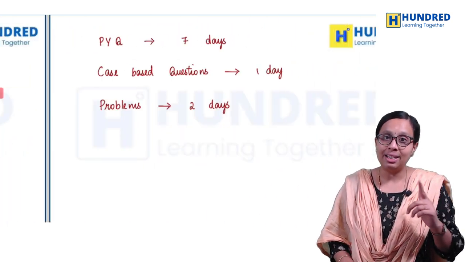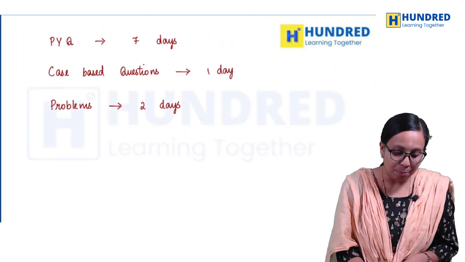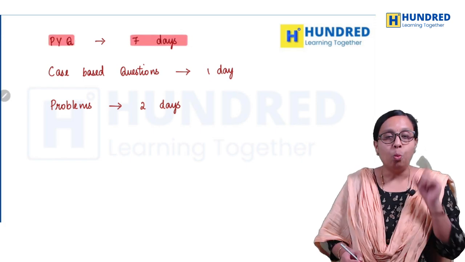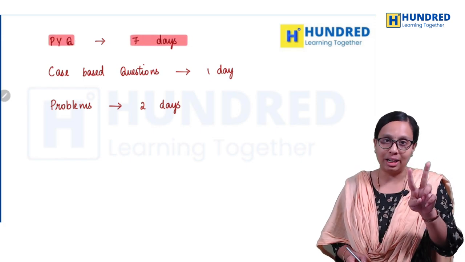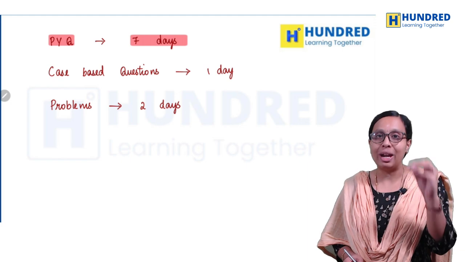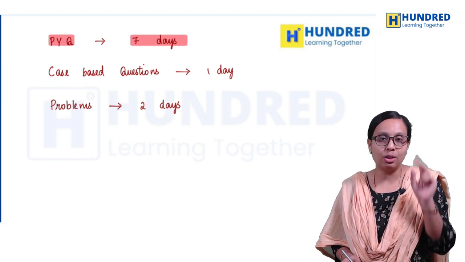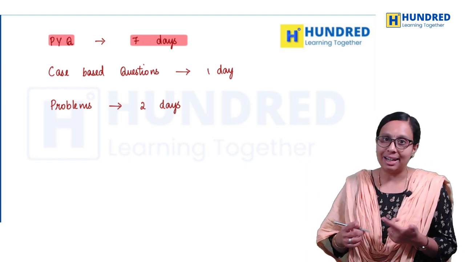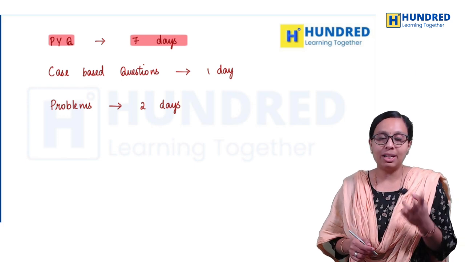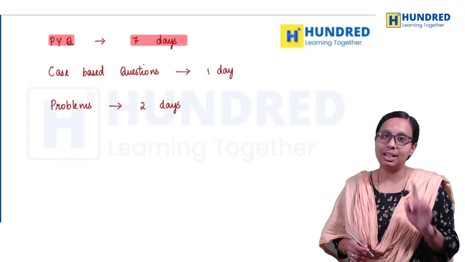Then the remaining 10 days, what do we do? Practice the previous year questions. One day, you can cover at least 2 chapters. Say, take the top 20 questions from each chapter. Those 20 questions you can practice in an hour. So 2 chapters, 2 hours a day, you can cover in 7 days.